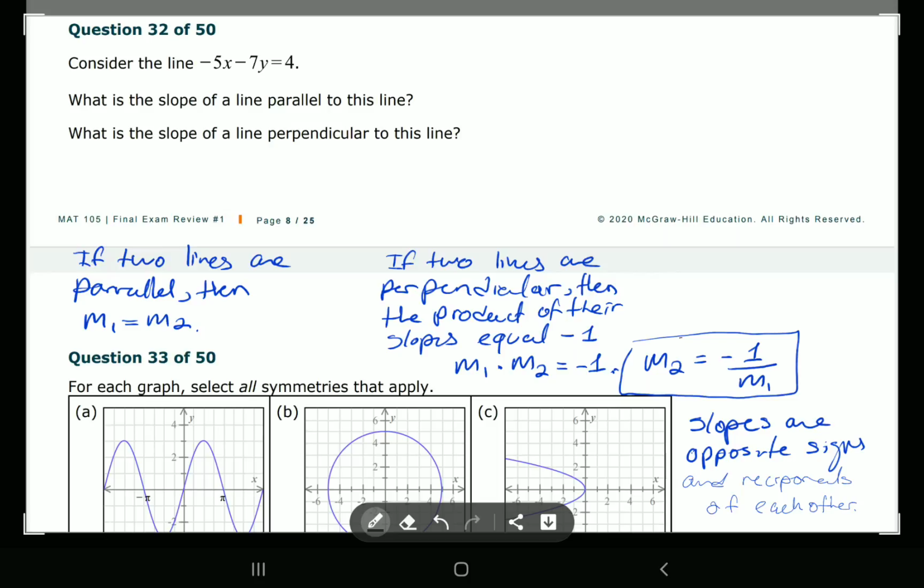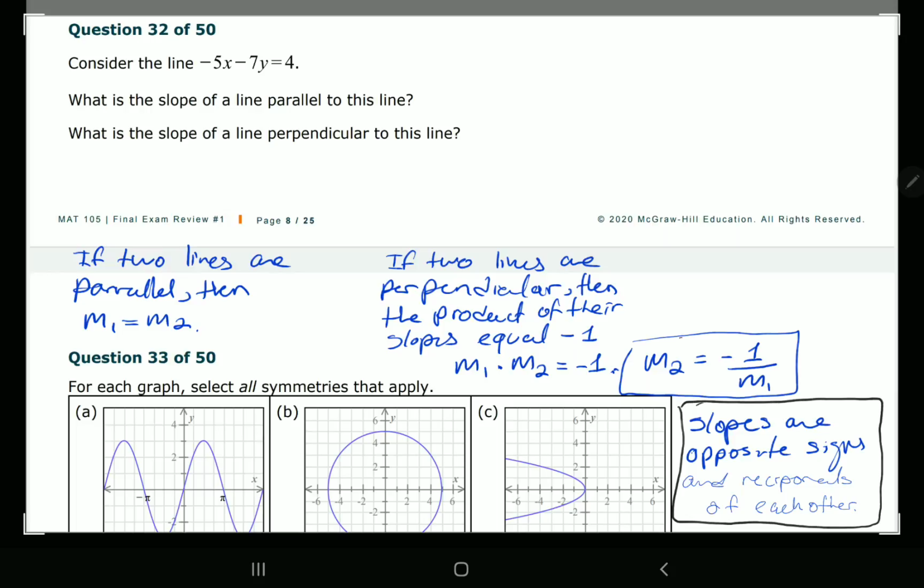Now, when it comes to perpendicular lines, if two lines are perpendicular, then the product of their slopes equals -1, such that if I multiply the first slope with the second slope, that equals -1. The second slope will equal -1 divided by the first slope. Another way you can look at that is the slopes for perpendicular lines are opposite signs and they are reciprocals of each other. Keep this part in mind. If you remember anything from perpendicular lines, the slopes are reciprocals and they are of the opposite sign.